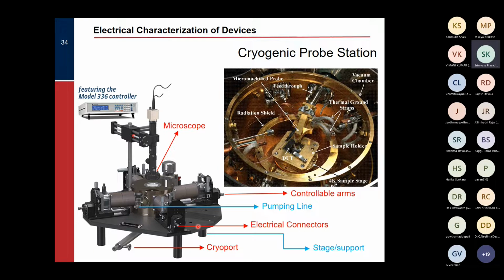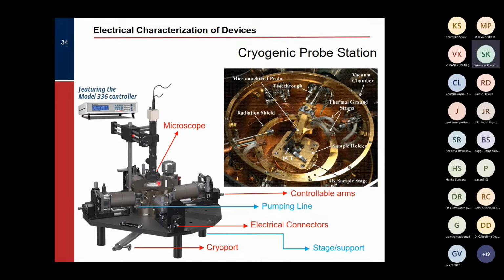And now what we have here is basically 4 arms. These are called controllable arms, so they can be adjusted. You can either push it, pull it, etc. And they are basically electrical contacts. There are electrical contacts on this side which touch the sample, and there are these electrical ports, like you can see these coaxial connectors. They will be connected from here to some electrical measurement equipment.